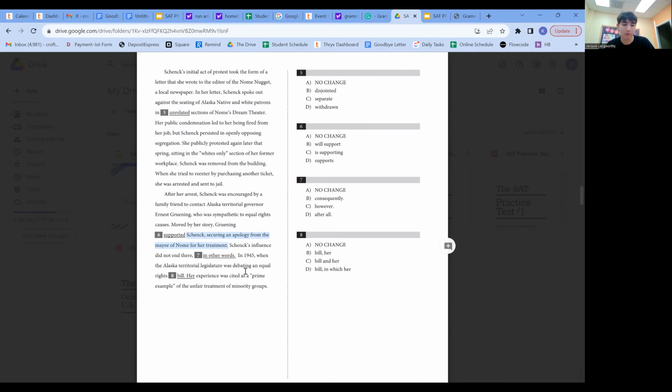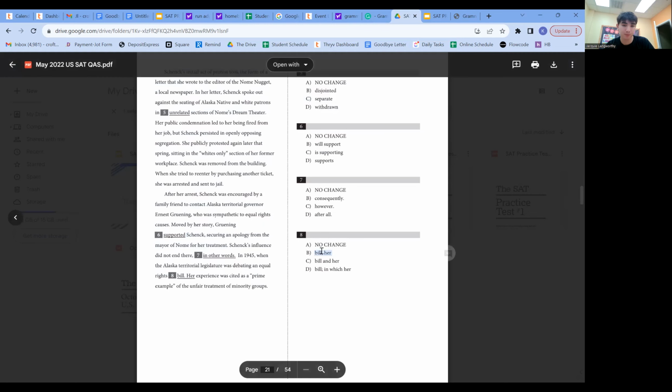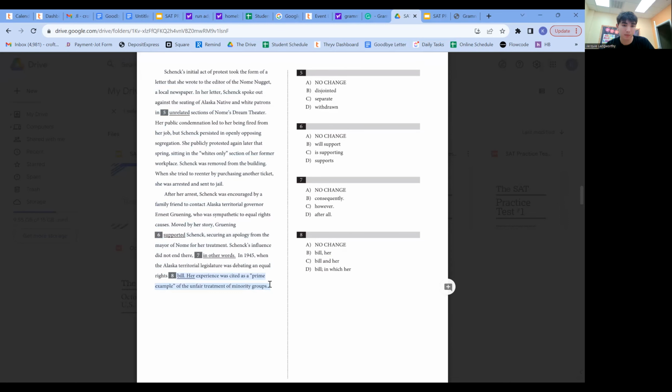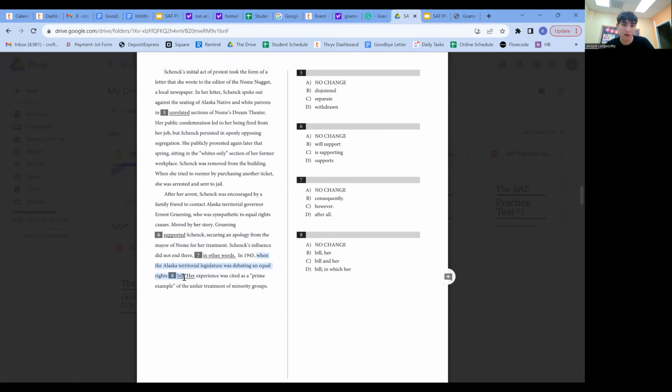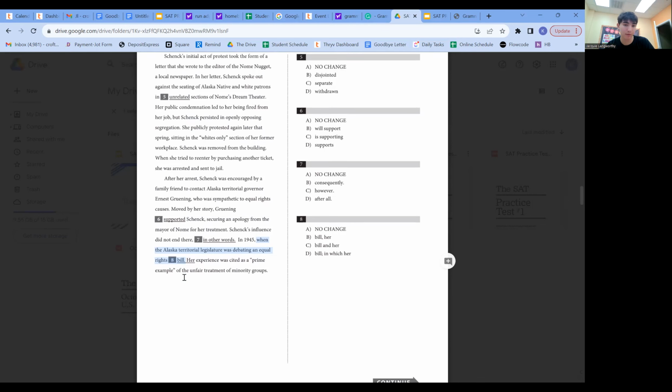Number 8. In 1945, when the Alaska Territorial Legislature was debating an equal rights bill, her experience was cited as a prime example of the unfair treatment of minority groups. It is going to be B, because it's in a positive right there. None of that is needed because it just elaborates on what happened in 1945.